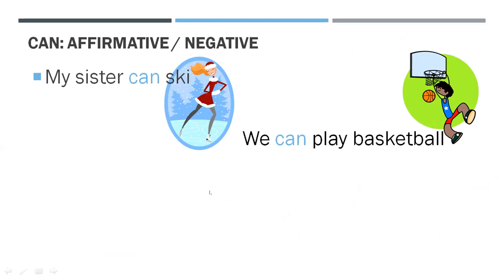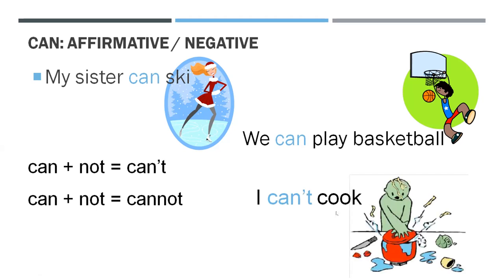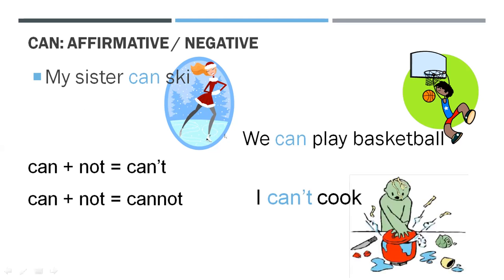So remember that we have affirmative and negative, right? My sister can ski, we can play basketball. So can plus not, okay, it's can, right? Or can plus not, cannot. I can't cook, I'm a mess. Okay, let's see. If you need the presentations, you let me know, guys.